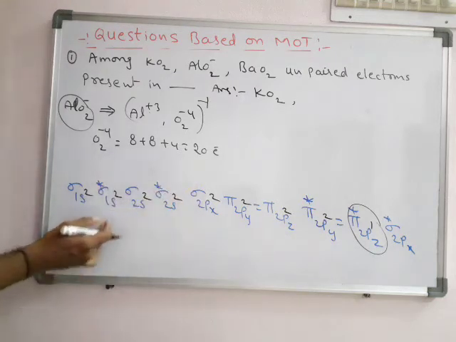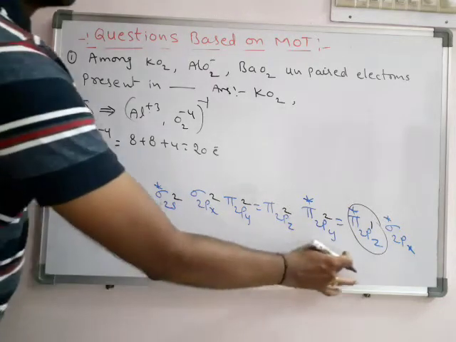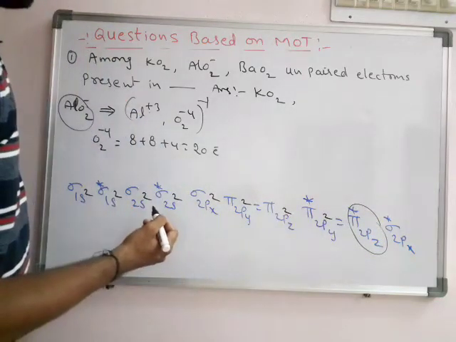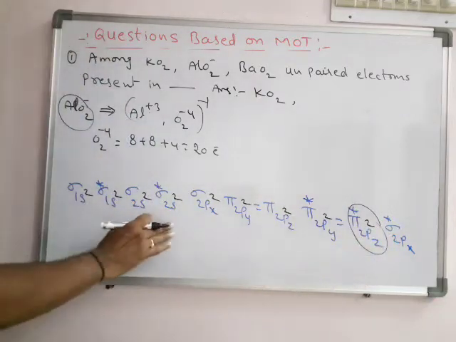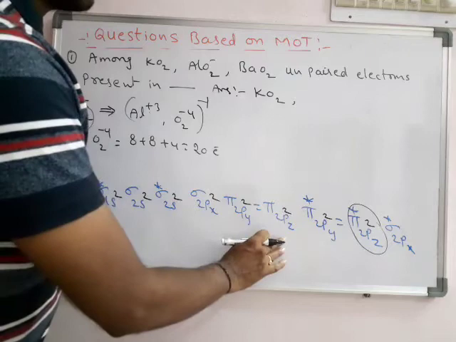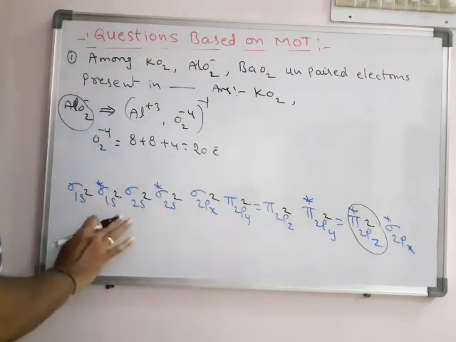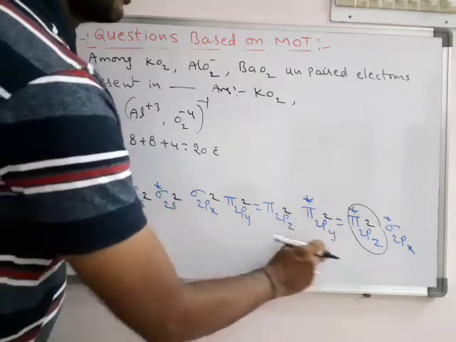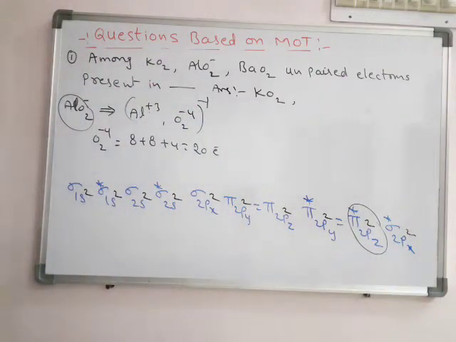Again fill those electrons, more than 14, so fill up 20. Up to here we already wrote 17. 16, 17, 18, 19, 20. There are no unpaired electrons present. Okay, there are no unpaired electrons.